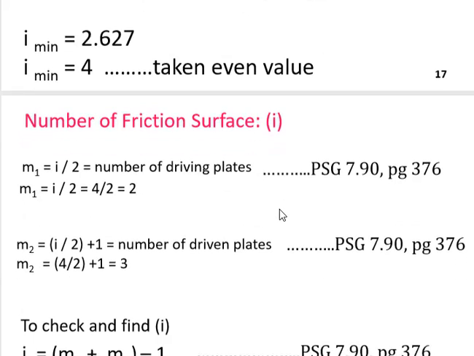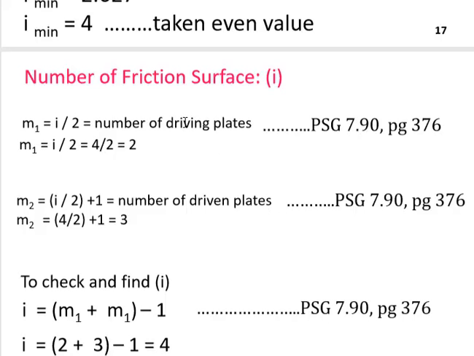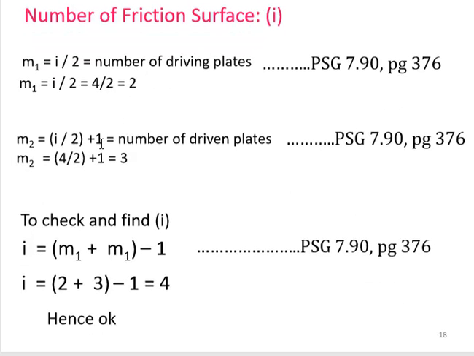Now I need to find out the number of driving plates. The formula for the number of driving plates, which is represented by M1, is given in page number 7.90. So I divided by 2 gives me the number of driving plates, which is 2. The number of driven plates is given as I by 2 plus 1. So M2 is represented by the number of driven plates, and the number of driven plates is 3.